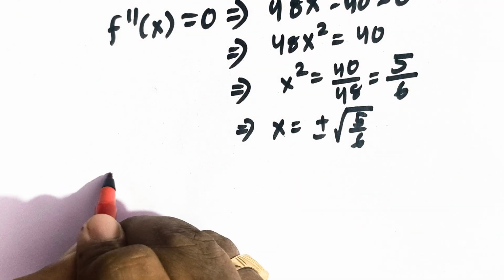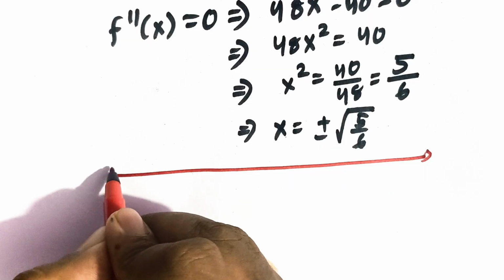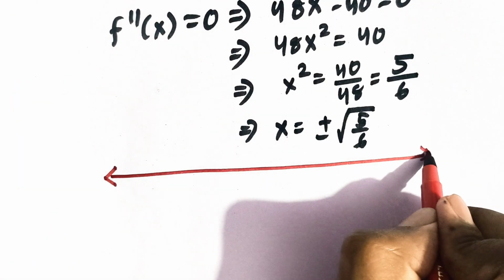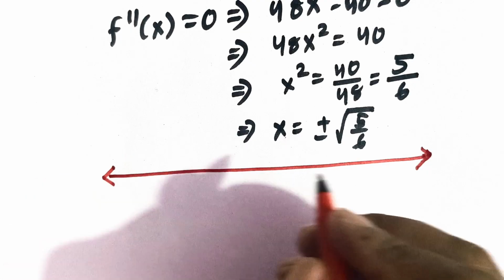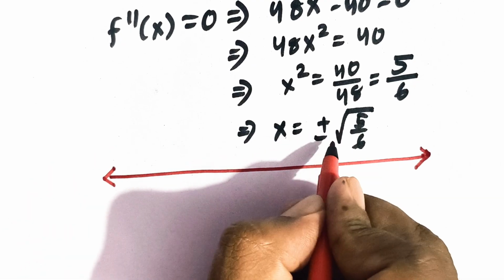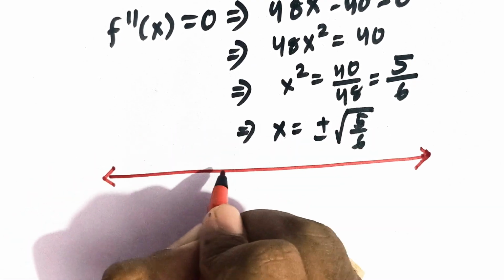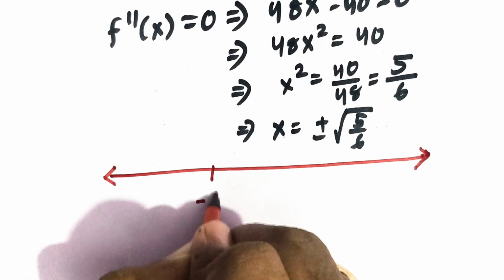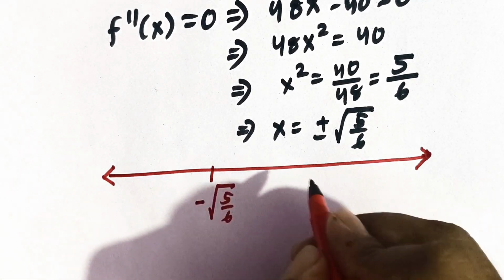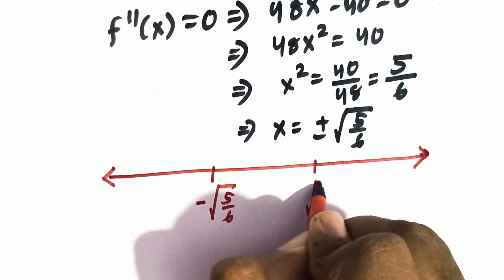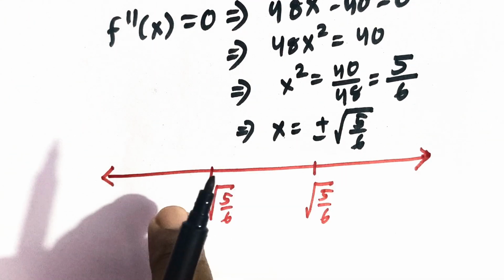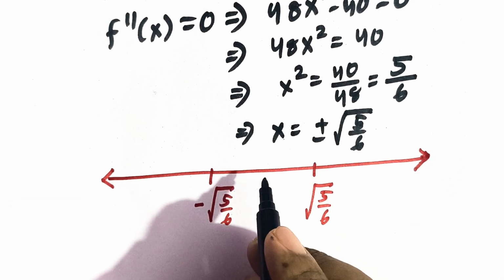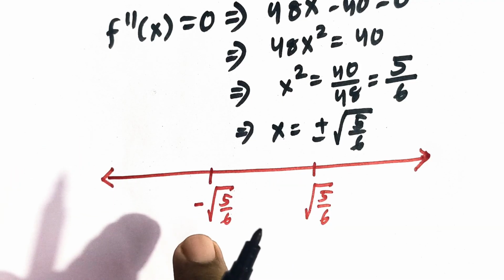Now, this is our whole number line. Here the number line is not restricted, so we have to take all the real number line. We have minus root 5 over 6, so minus comes first, and here we have plus square root of 5 over 6, and these 2 points divide the real number line into 3 parts. We will take one single point from each part and check the sign.